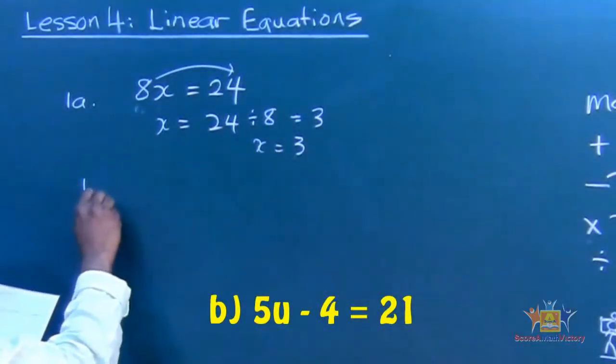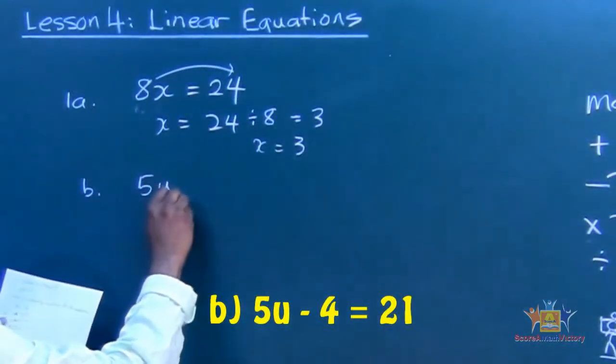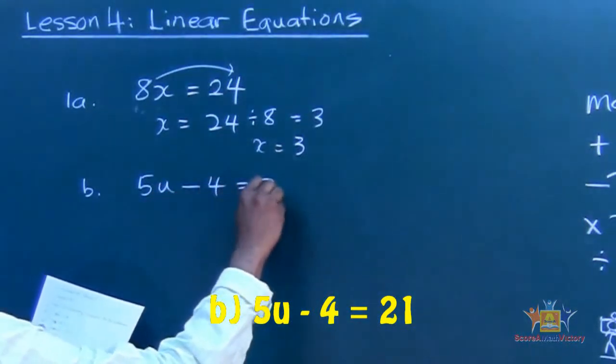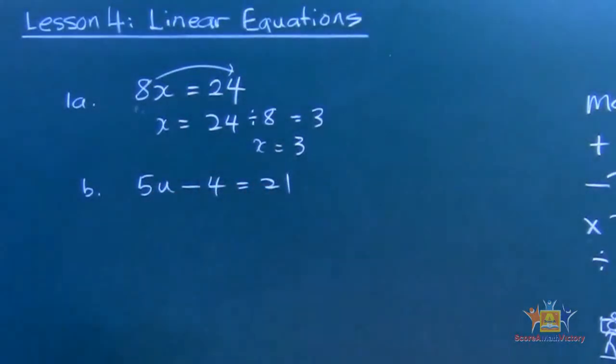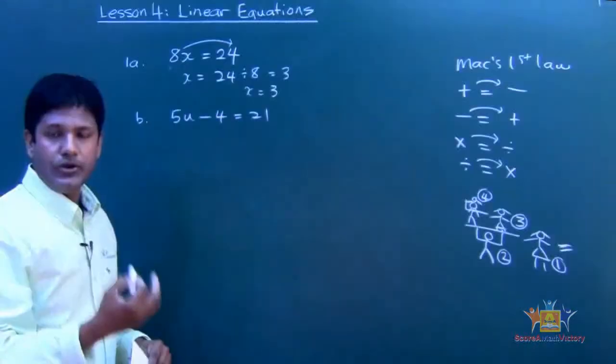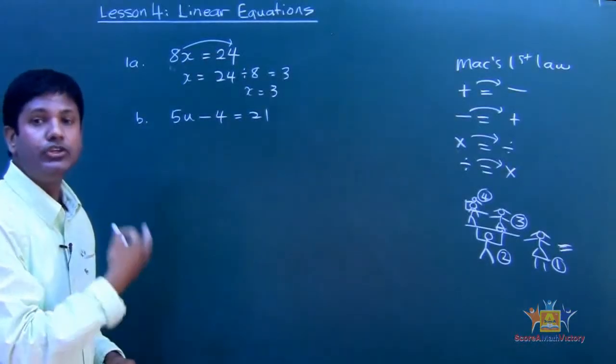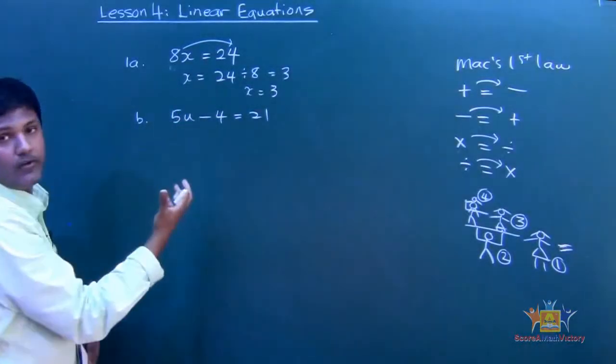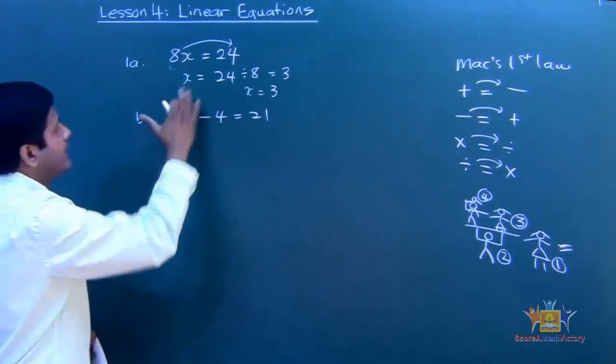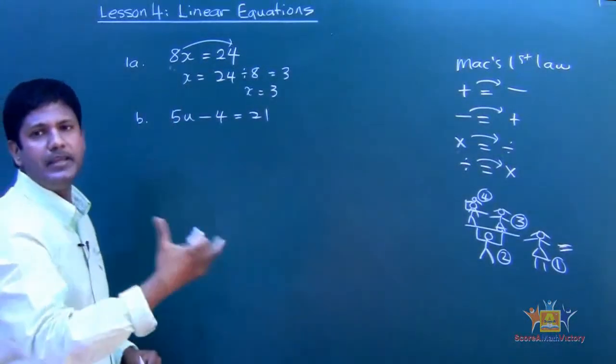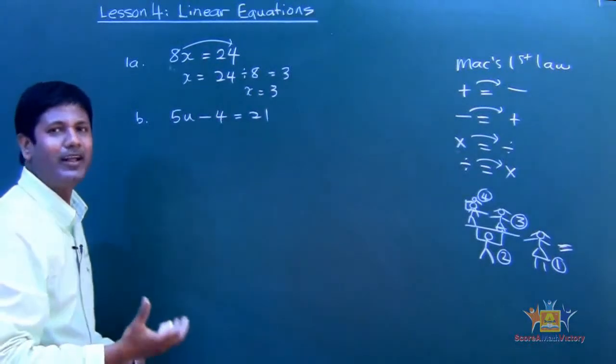Problem B, you're given 5u minus 4 equals 21. And again, I'm solving for the unknown. In this case, what is the unknown? U, okay? So it can be any variable, any letter I can use. It doesn't have to be x all the time. It can be u, a, b, m, n, any letter from the alphabet, okay?